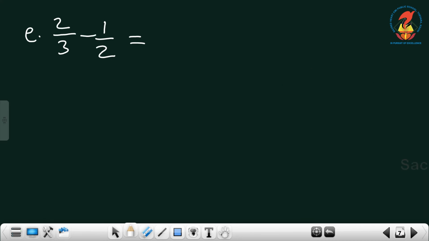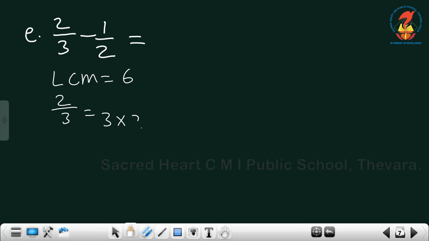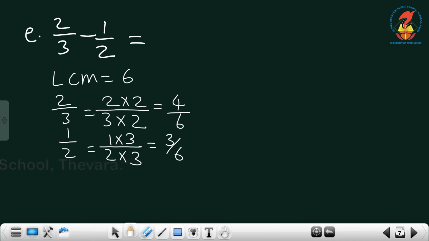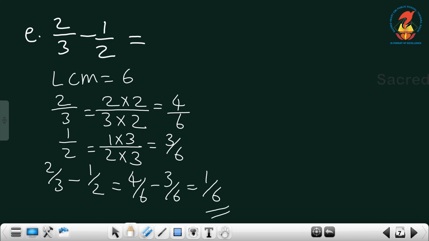Okay. And after that 2 by 3 minus 1 by 2. Here also 2 and 3 are prime numbers. So LCM equals 6. 2 by 3 equals what? 3 into 2 equals 6, so 2 into 2, that is 4 by 6. Next one, 1 by 2. 2 into 3 equals 6, so 1 into 3, that is 3 by 6. After that 2 by 3 minus 1 by 2 will become what? 4 by 6 minus 3 by 6, that is 1 by 6.